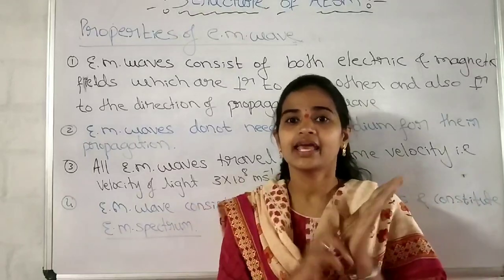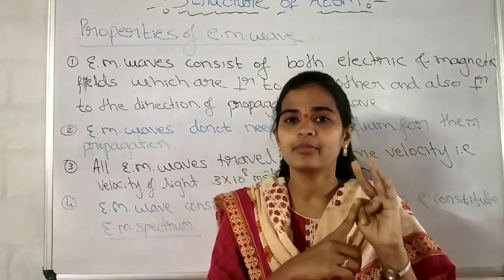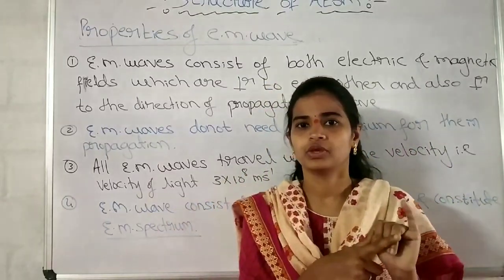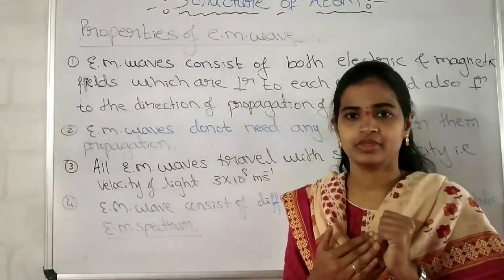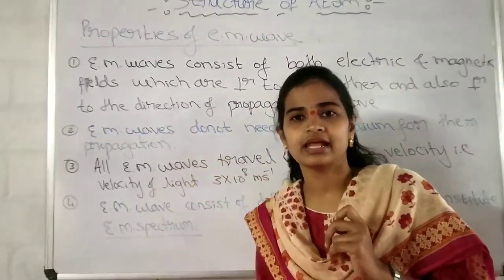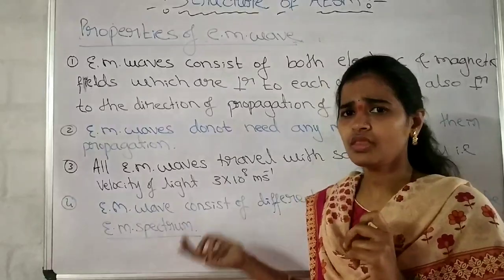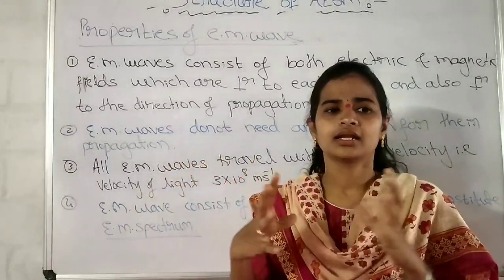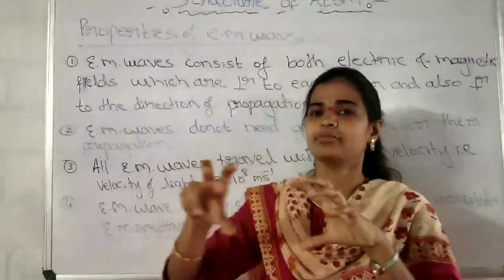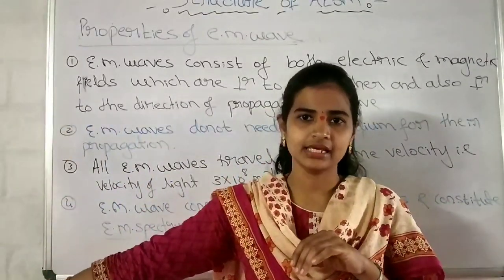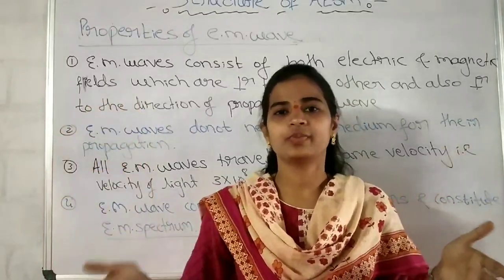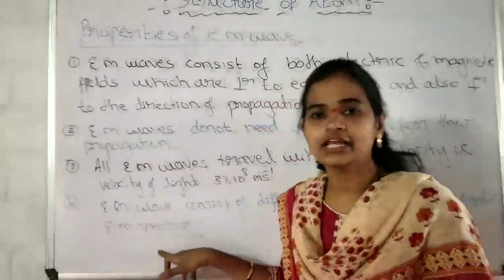For example, X-rays, gamma rays, radio waves, microwaves, and visible light. These all are part of it. When we arrange them in the increasing order of their frequency, that set of arrangement is called the electromagnetic spectrum.